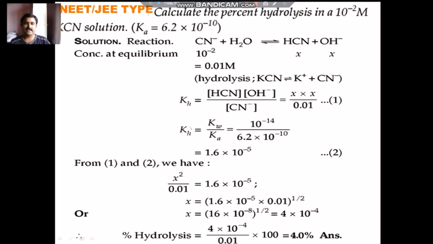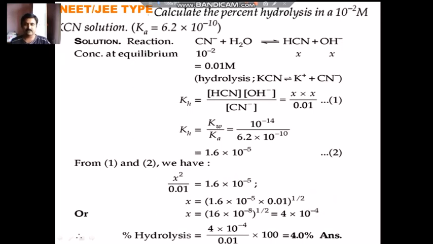But we know for weak acids the hydrolysis constant Kh is equal to Kw by Ka, and Kw is 10 power minus 14, and the Ka value given in the question is 6.2 into 10 power minus 10. After substituting that, the hydrolysis constant Kh is 1.6 into 10 power minus 5. So x square by 0.01 equals 1.6 into 10 power minus 5. Upon simplification, we got x as 4 into 10 power minus 4.